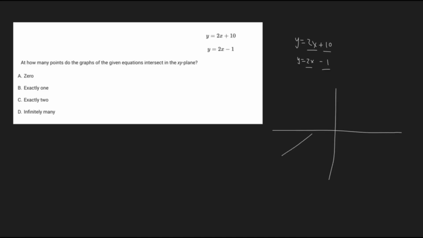The first one would go through like this, intersect at 10 and keep going. It's a linear line. The other one would come across, intersecting at negative 1. Because they have the same slope but different y-intercepts, they're never going to cross each other. If they never intersect, that means there are no solutions to this system. And so our answer is going to be A, 0.